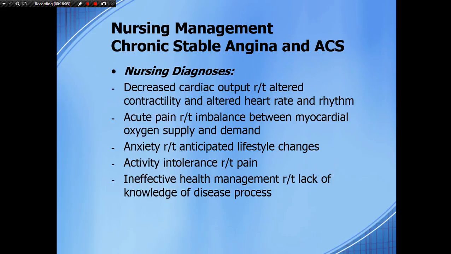So some of the nursing diagnoses that we might see with coronary artery disease are decreased cardiac output related to an altered contractility, an altered heart rate and rhythm if the patient has abnormalities. Acute pain related to the imbalance between oxygen supply and demand. Anxiety related to perceived or actual threat of pain, death, and activity intolerance related to general weakness secondary to the decreased cardiac output or poor lung and tissue performance.